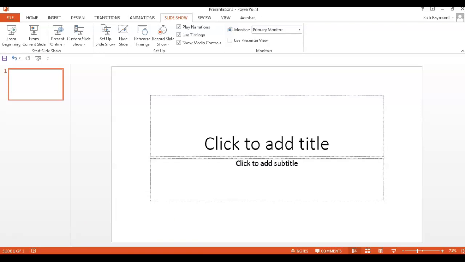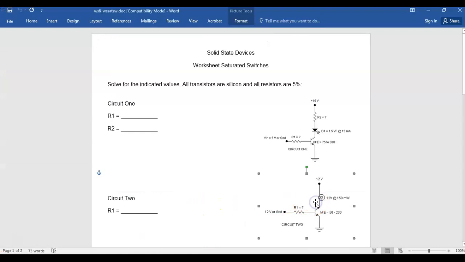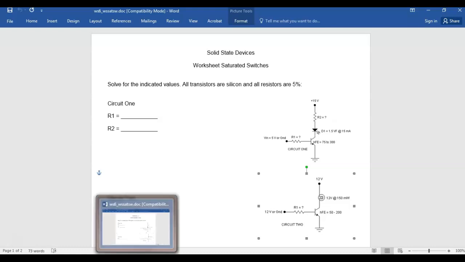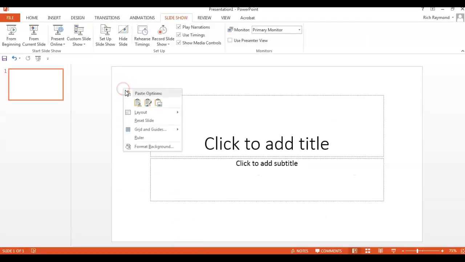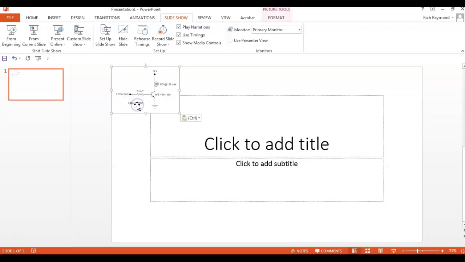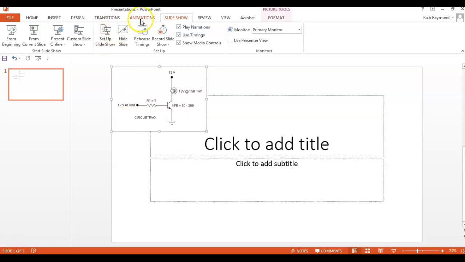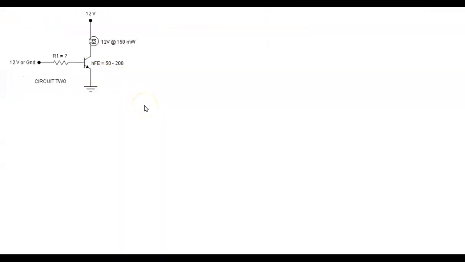Sure. As soon as I find it. Where it is. Yeah, because I can draw on PowerPoint. So I'm cutting off the worksheet and pasting it into PowerPoint.